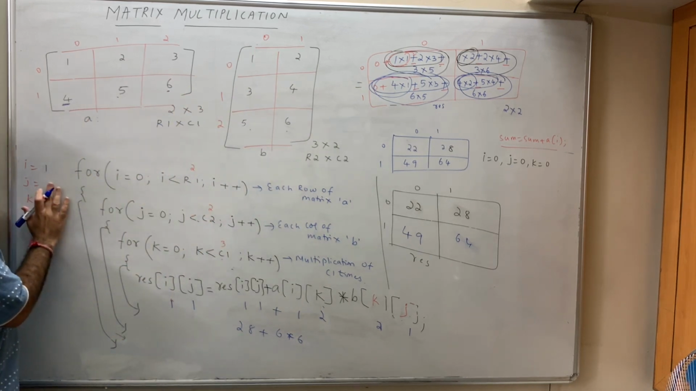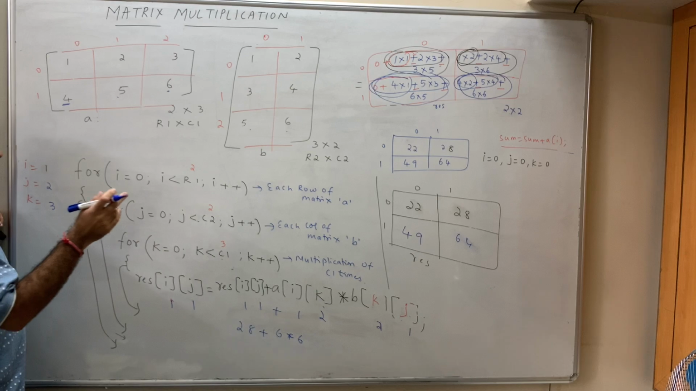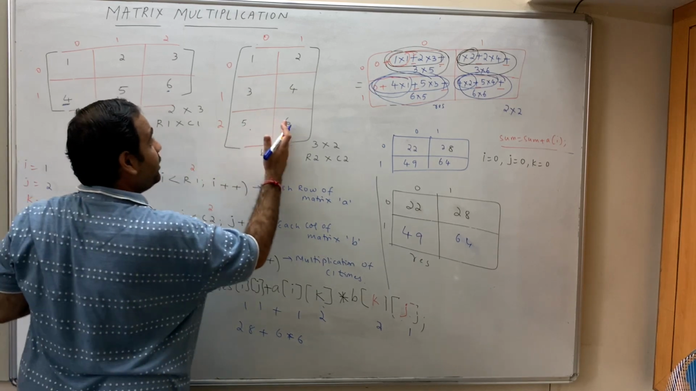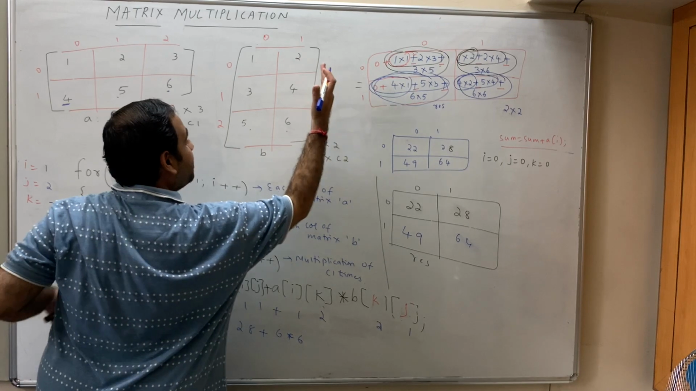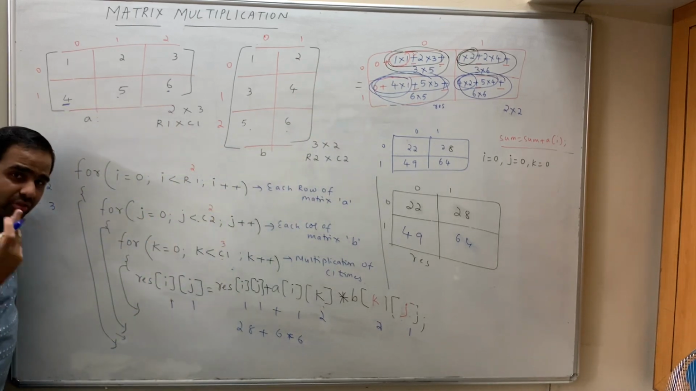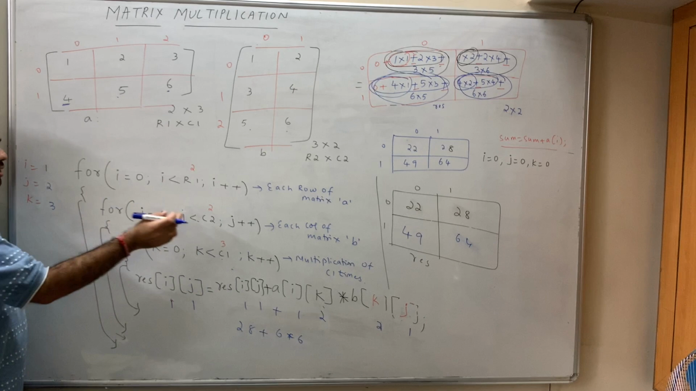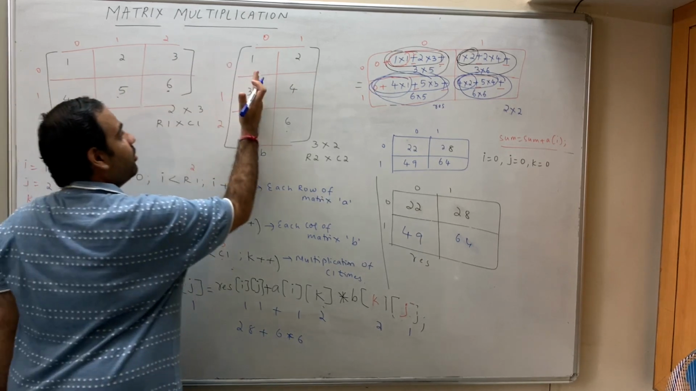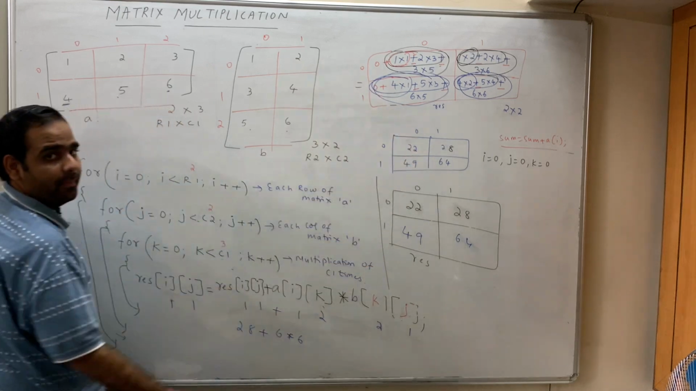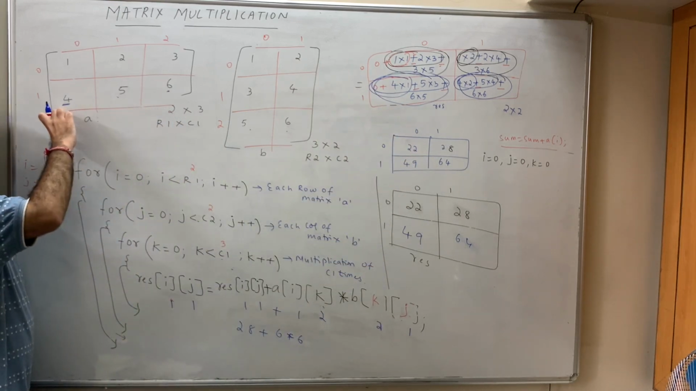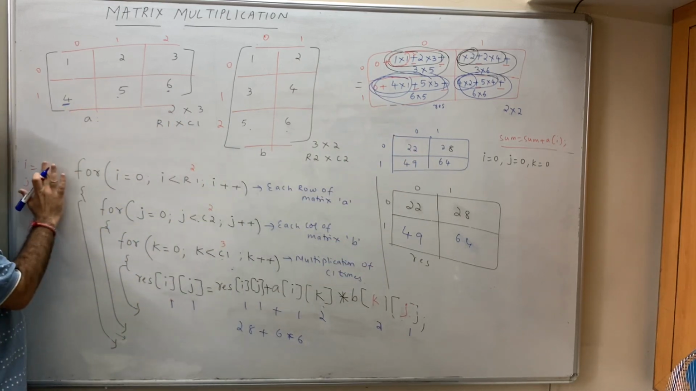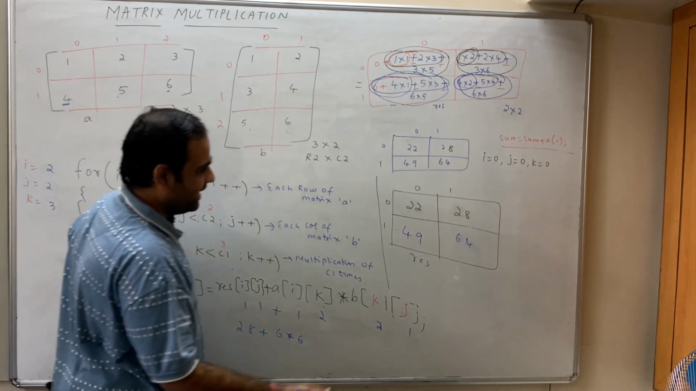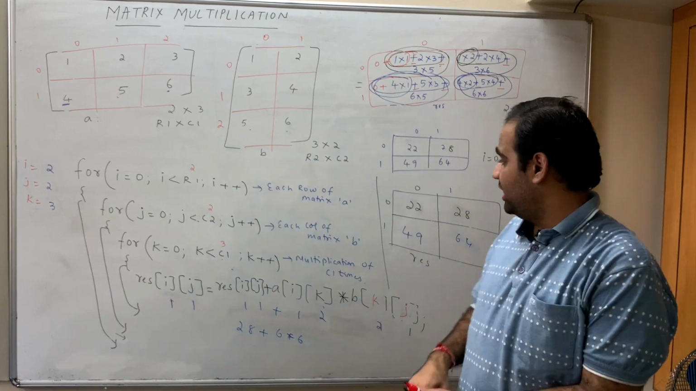Again you say j plus plus, the value of j becomes 2. Now when the value of j becomes 2, it means I need to multiply the second column. Is there any second column over here? There is no second column. 2 less than 2 is false. You come out. That means the first row is multiplied with all the columns of the matrix B. That means you need to take the next row now. Therefore you say i plus plus, i becomes 2. 2 less than 2 is false. You come out, and at the end you see the resultant matrix.